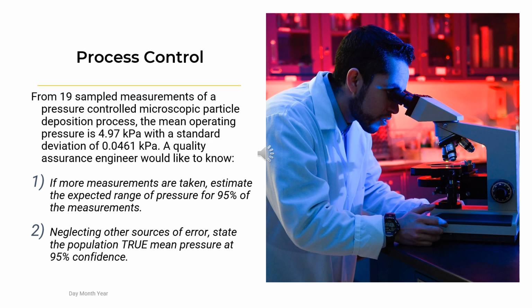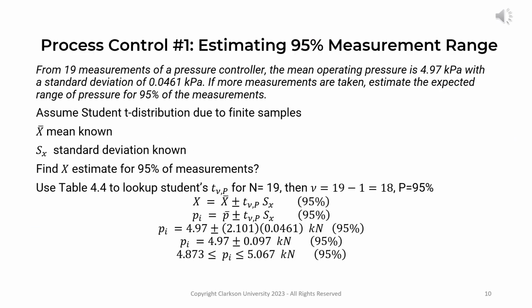For this process control manufacturing problem, the first thing we're going to do is identify that there's a finite number of samples. So this is a sample problem that we're going to assume a student's t distribution. We have the sample mean, 4.97 kilopascals, and the sample standard deviation, 0.461 kilopascals. We also have the number of samples, 19. What we're looking for is an answer to the question that if more measurements are taken, what's the estimated range of 95% of the measurements?